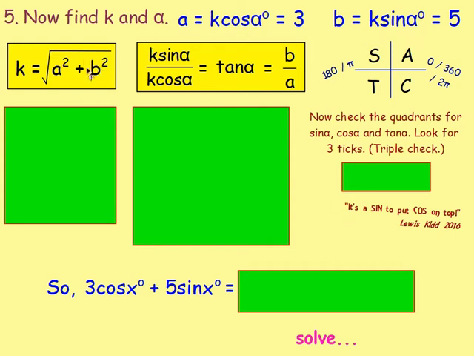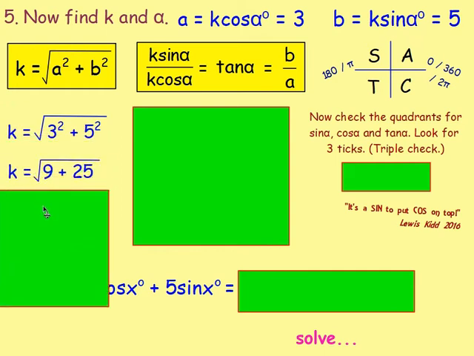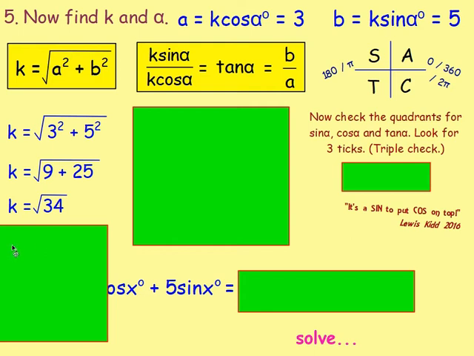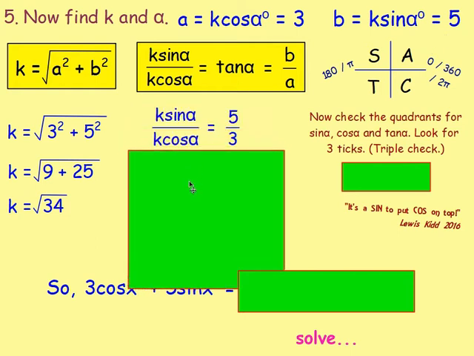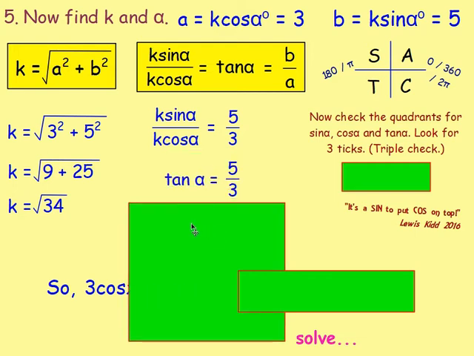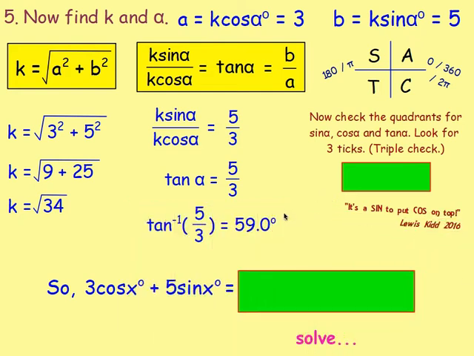From there, you have to find out k and alpha. You're doing the same thing. To work out k, it's the square root of a squared plus b squared. So that will give us the square root of 34, and we'll just leave it as that. Don't bother writing it as a decimal, just leave it as an exact value. From there to get alpha, well, it's k sin alpha over k cos alpha, so that will then equal 5 over 3. The k's will cancel out, and sin over cos is equal to tan. From there, it's 5/3. Inverse tan of 5/3 gives us 59.0 degrees.